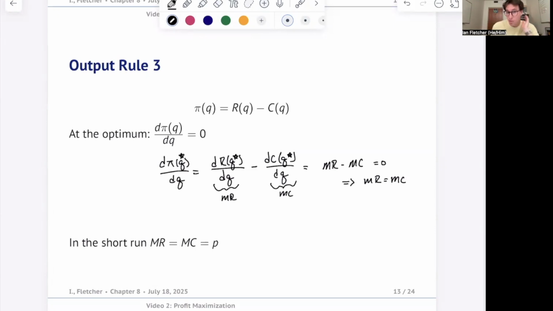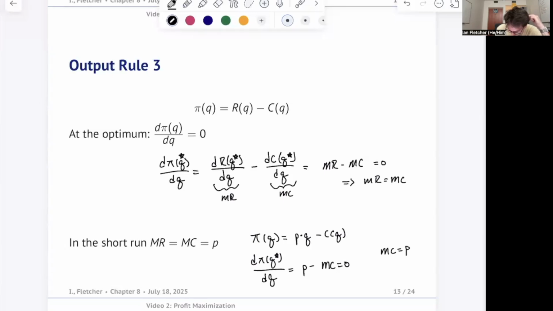So in the short run, remember that these are going to be equal to P. If we think about how this profit equation looks in the short run, we have P times Q minus C of Q. Taking this derivative is going to give us P minus marginal costs, which is equal to zero. And so our marginal costs should equal P.